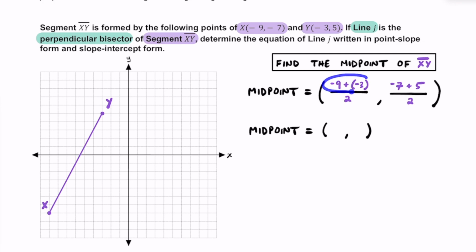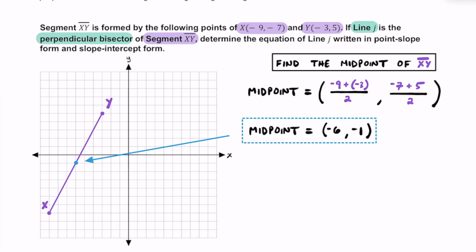This -9 plus -3 is -12. Divided by this 2 is going to be -6. So the midpoint is going to be -6, comma, and then this -7 plus 5 is going to be -2. -2 divided by the 2 on bottom is going to be -1. So this midpoint of (-6, -1) is going to be right over here in quadrant 3, and that's where the perpendicular bisector is going to intersect segment XY. Basically, this is the point where line J is going to go through segment XY.